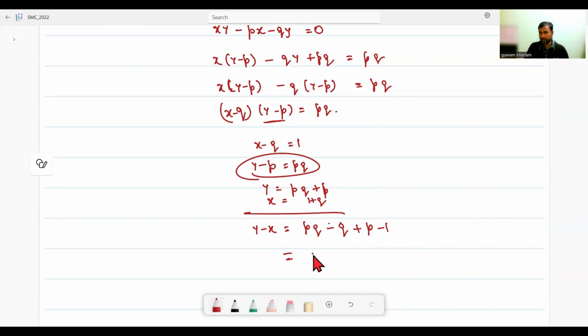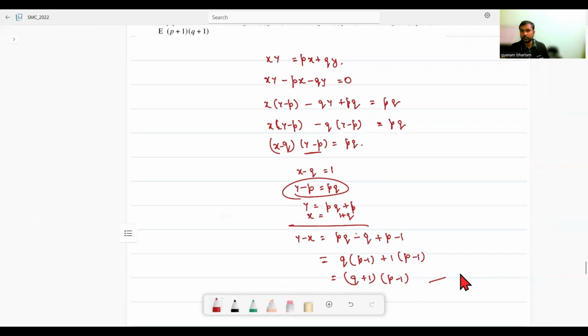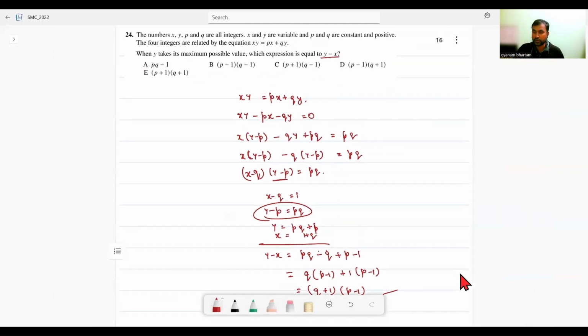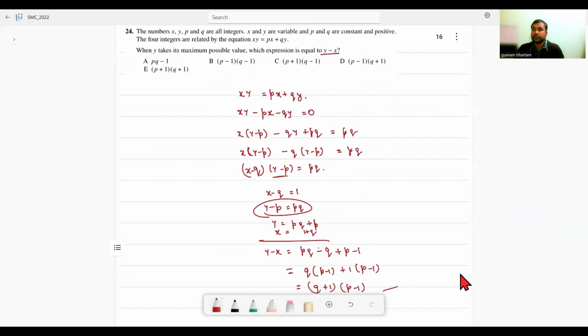Okay, I just rearranged. So if we take q common, we have p minus 1, and we have 1 times p minus 1. So this gives (q plus 1) times (p minus 1). And this is the answer. Go through.